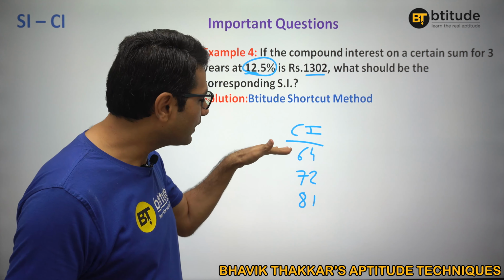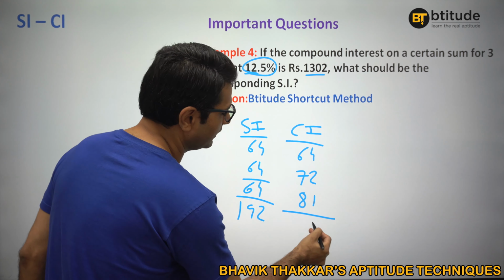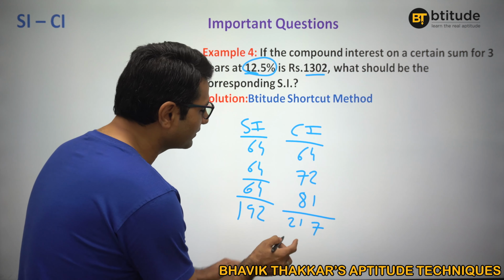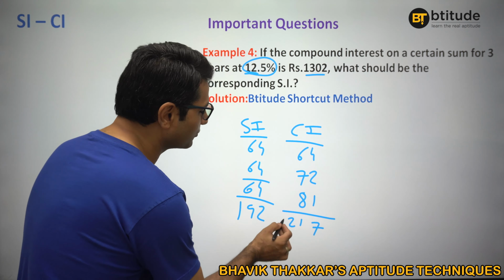So once you are familiar with this kind of method, or I would say trick, right? It becomes very easy, because now I explain all the things, but in the exam you would simply say, okay, 1/8, 64, 72, 81. Now, obviously, SI would be the same. That means 64, 64, 64, right? Sorry, that means 192 when the compound interest is actually 217. So when compound interest is 217, simple interest is 192.